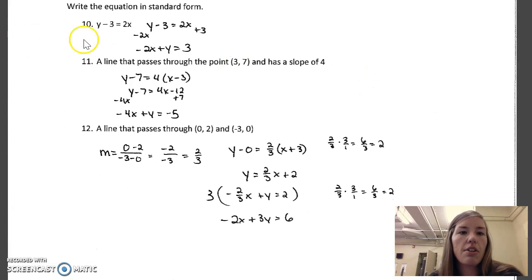Write the equation in standard form. You should have been subtracting the 2x. So negative 2x plus y equals 3. Then the problem with this one is that the first term is not supposed to be negative. I did not go far enough. My apologies. So I hope you did better than I did.